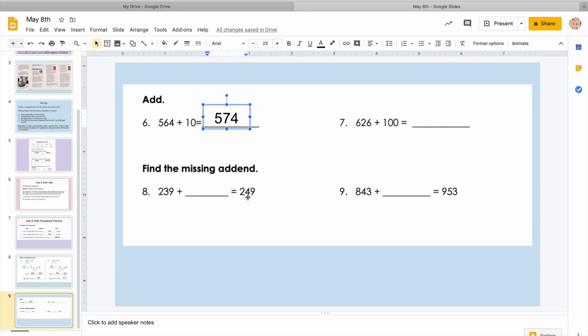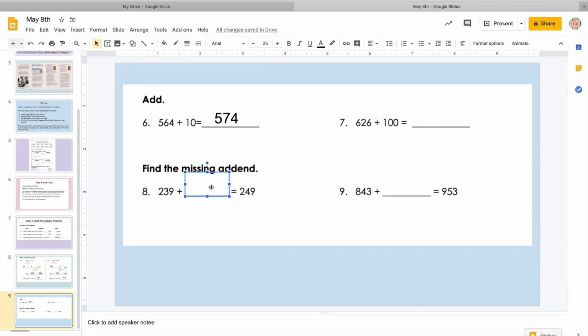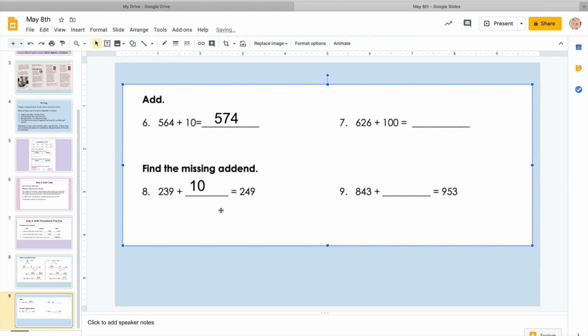How many did that increase by? We have 3 and we have 4. So we know that increased by 1. So we're going to put a 1 in that 10 spot. And now we're going to look at the ones column. We have a 9 and another 9. That did not increase, so that is going to give us a 0. So we know 239 plus 10 equals 249.